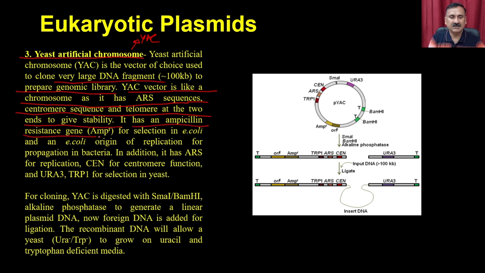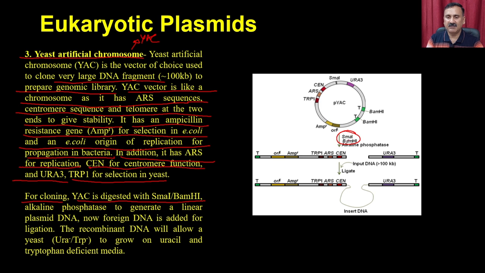It has an ampicillin resistance gene for selection in E. coli and an E. coli origin of replication for propagation in bacteria. In addition, it has the ARS for replication, CEN for the centromere function, and URA3 and TRP1 for selection in the yeast. For cloning, YAC is digested with the enzymes SmaI and BamHI. So you are going to digest the YAC with SmaI and BamHI, and you are going to treat that with alkaline phosphatase to generate a linear plasmid. Now foreign DNA is added for the ligation. At this stage, you are going to add the foreign DNA, and that's how it is going to get inserted between these two fragments.